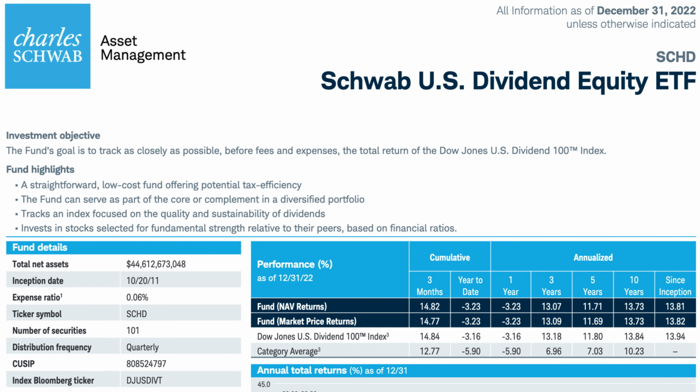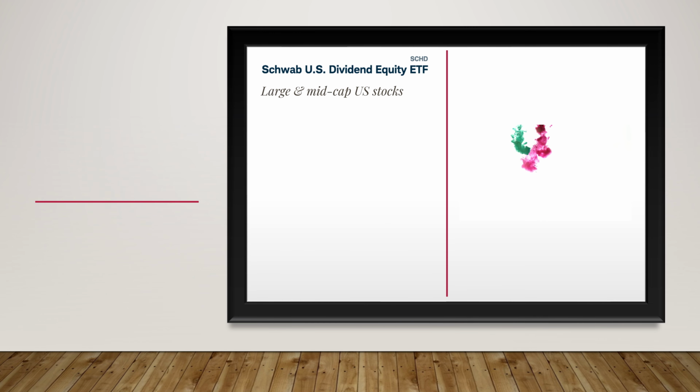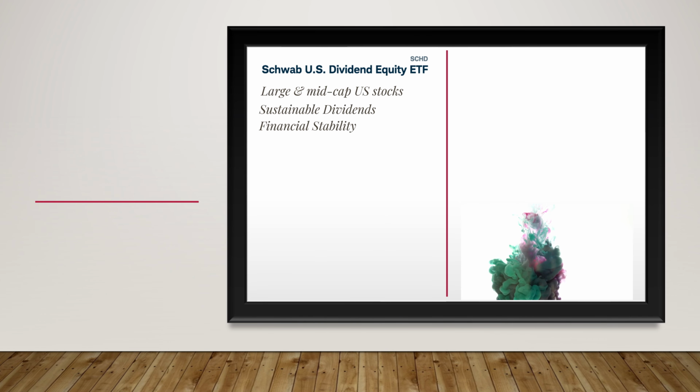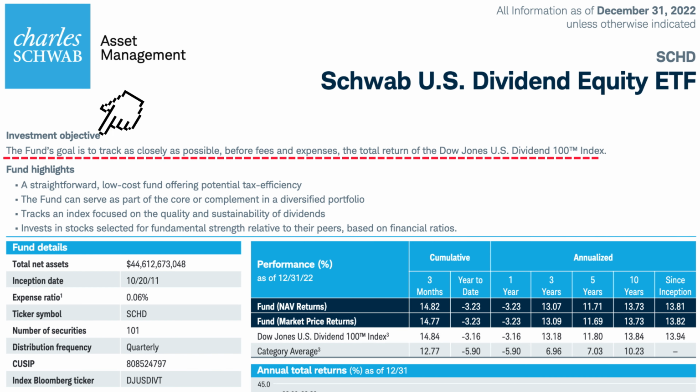So let's start with the basic information about SCHD, which is Schwab's US Dividend Equity ETF. This is an exchange-traded fund that invests in large and mid-cap US stocks that have a history of paying dividends, as well as those that are expected to pay dividends in the future. The ETF aims to provide investors with exposure to high-quality companies with sustainable dividends and a track record of financial stability. The investment objective of this fund is to track as closely as possible the total return of the Dow Jones US Dividend 100 Index.